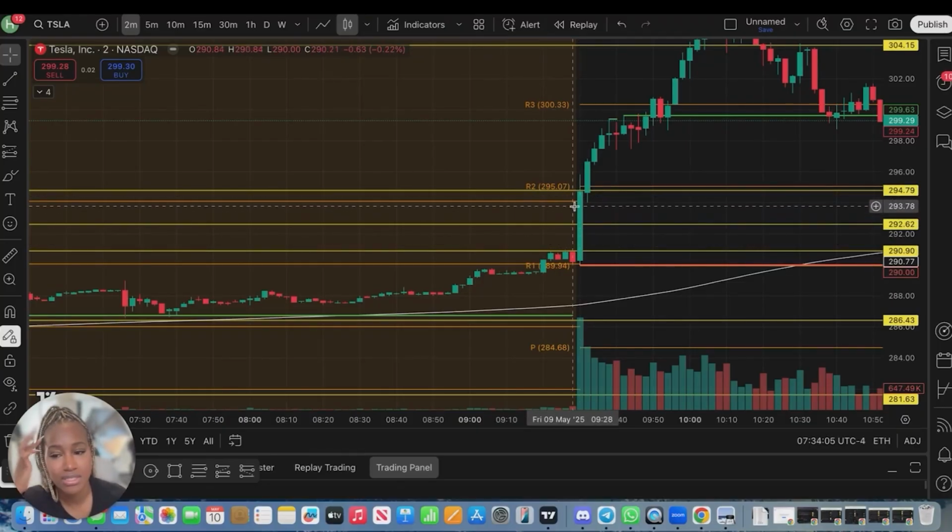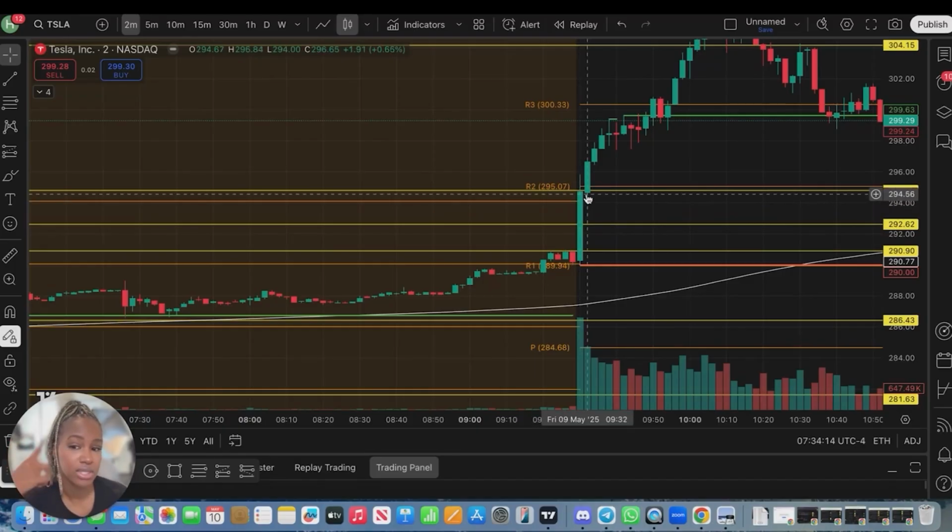Sometimes, y'all, tickers can stay within the pre-market high for hours or a very long time. So when I saw this strong push, I was like, oh, I see you, Tesla. I'm paying attention to you.